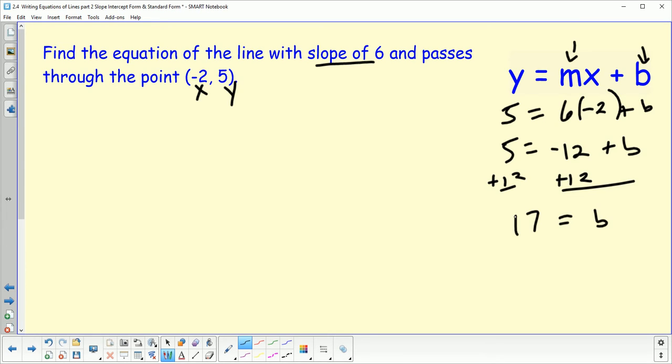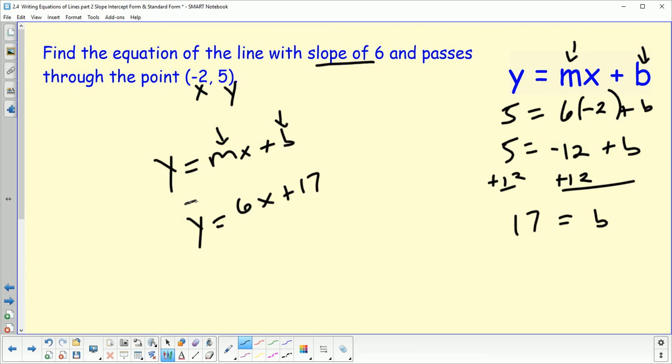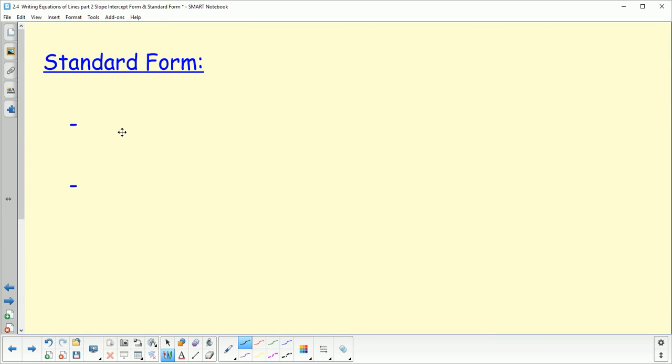Now don't make the mistake, you're not done here. Remember, we asked you to write the equation of the line. So I go back to thinking about my y equals mx plus b. And now that I have the two things that I want, I'm going to plug them in. So y equals 6x plus 17, and that gives me the equation of a line. So when you have slope and y-intercept, it's really easy. When you have a point, you have to plug in and do a little bit of work in order to find b. And the other form we've talked about then is what's called standard form.